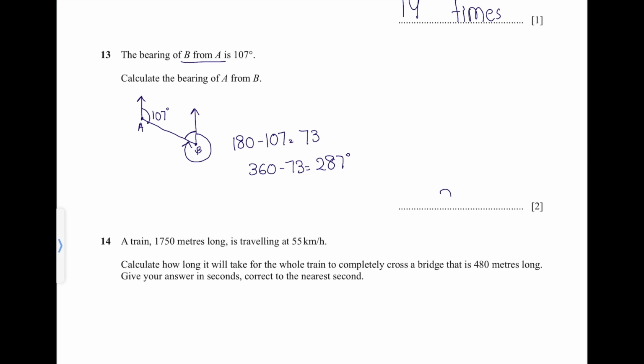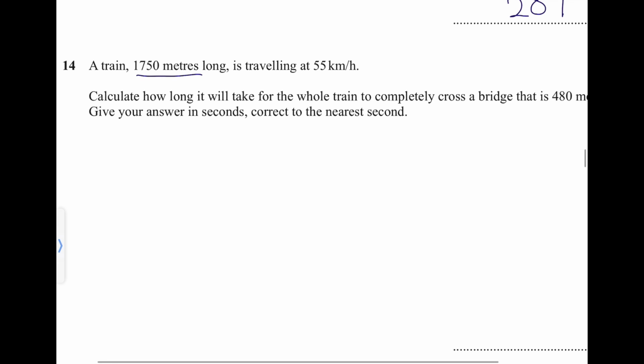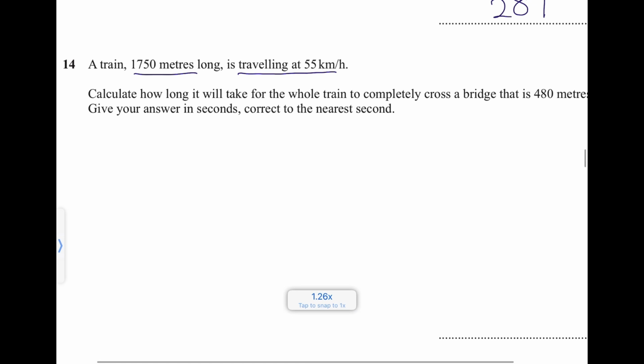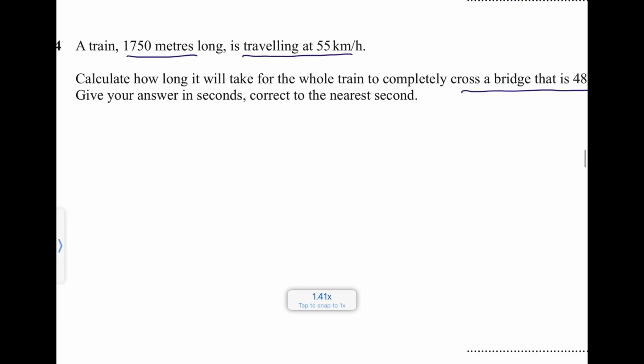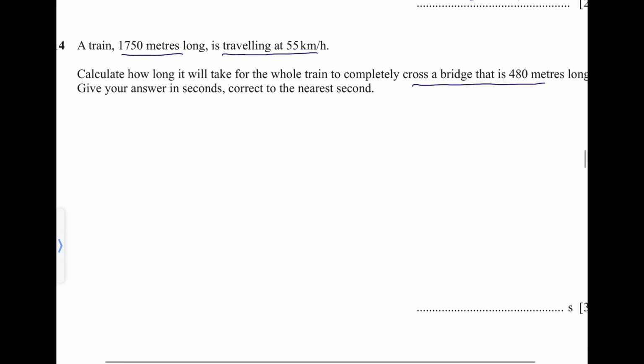The next question is, a train which is 1750 meters long is traveling at 55 kilometers per hour. Calculate how long it will take the train to completely cross a bridge that is 480 meters. Give your answer in seconds. Now, this question is a bit confusing, and has been asked previously in different terms. It's not always just the distance of the bridge that has to be covered. It also means that the last wheel of the train should go beyond the bridge. That means the total distance traveled should be the length of the bridge plus the length of the train.